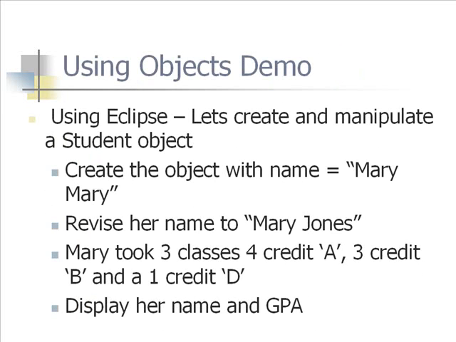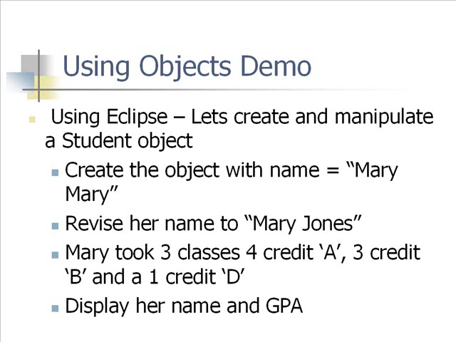Now, we're going to try this out using a demo in Eclipse. So you can open up Eclipse, and what we want to do is create and manipulate a student object. We want to do a few things. We want to create an object with a name, Mary. Then we immediately want to revise her name to Mary Jones because we input that incorrectly.